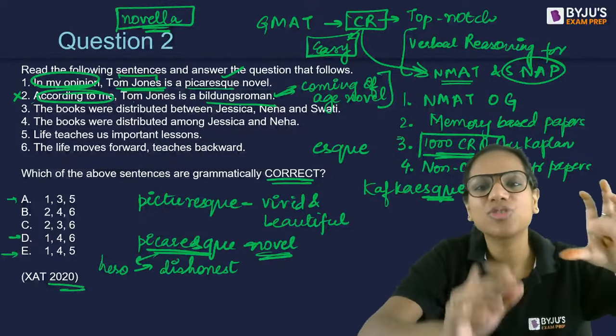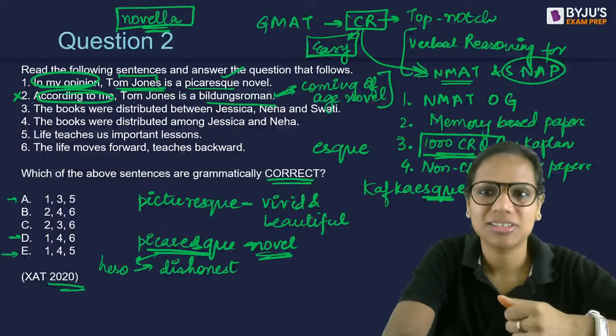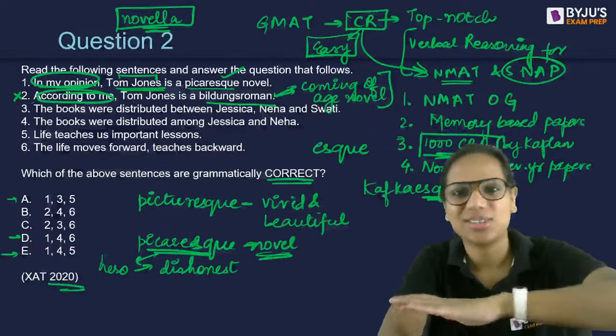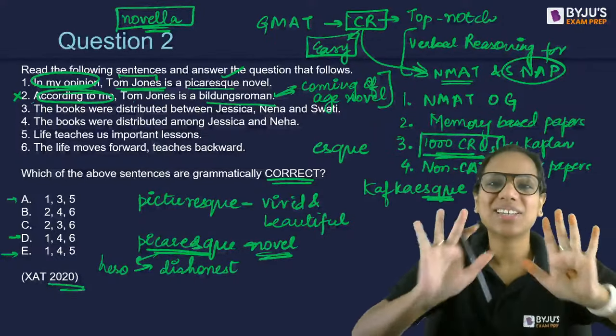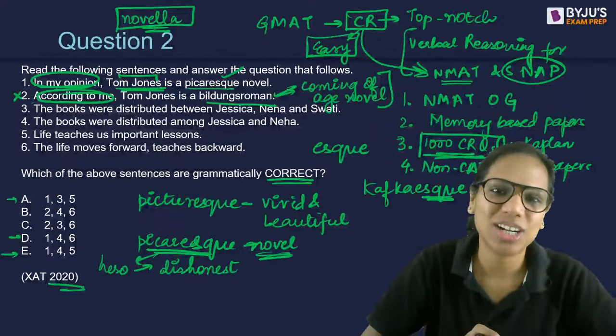So picaresque comes from picaro. Picaro means a ruffian, a gunda. So picaresque means in the style of a picaro. Kafkaesque means in the style of Kafka. Picturesque is something that actually paints a vivid picture in front of you.